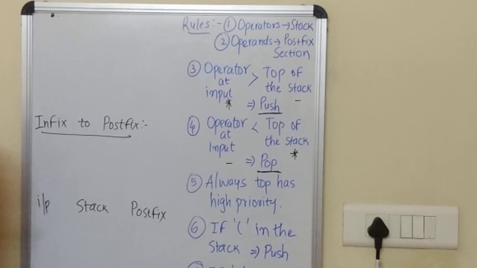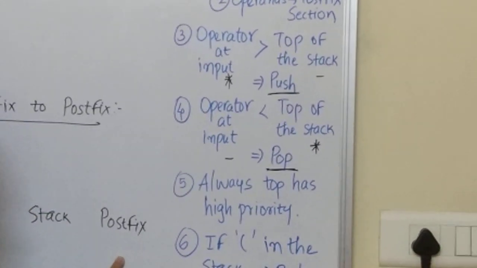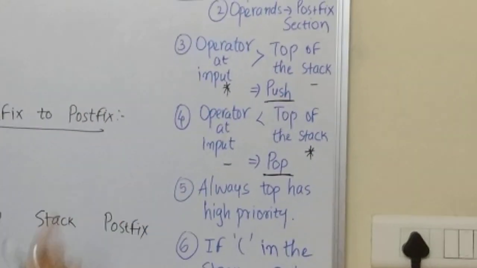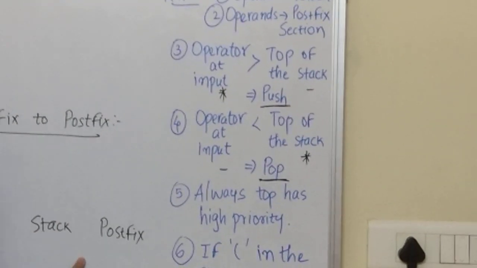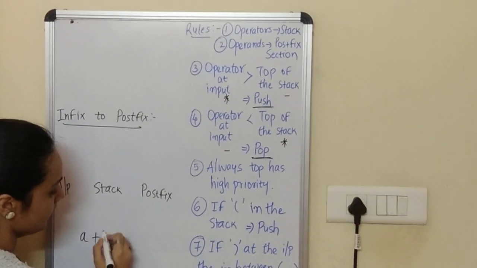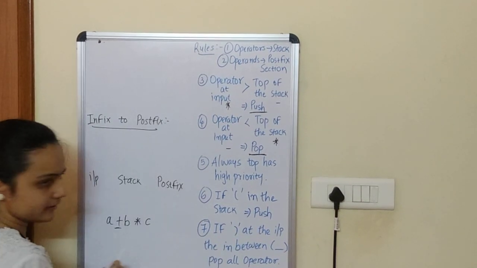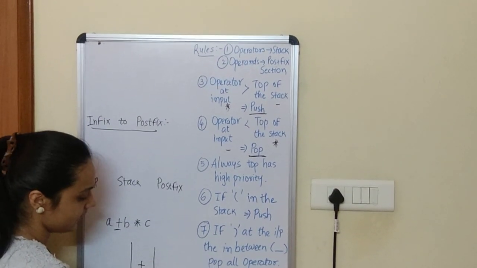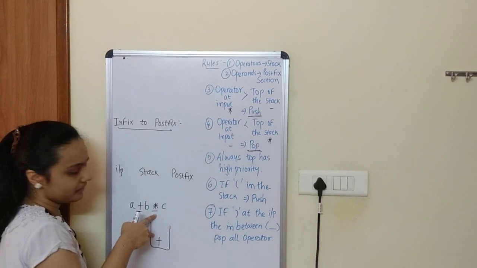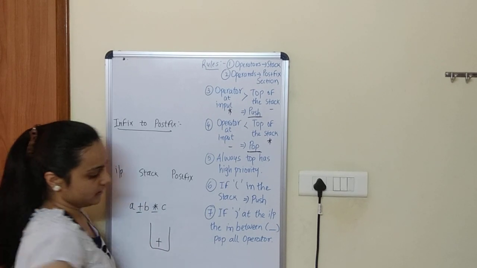Okay, so if I found any operand like A, B, C, P, Q, R, X, Y, Z, whatever, then I have to put it into the postfix section. Then rule number 3. As you know, your stack consists only operators. So for example, I have the equation like this. So first I have to put this plus in the stack, right? And then comes multiplication. So for that I have to compare the priority of these two operators. And you know the priority level.